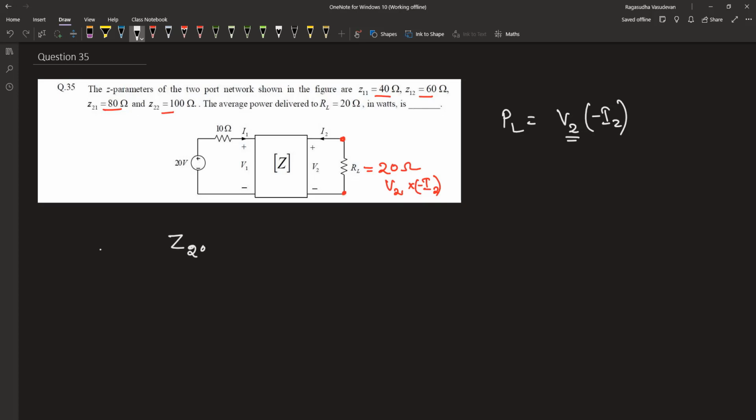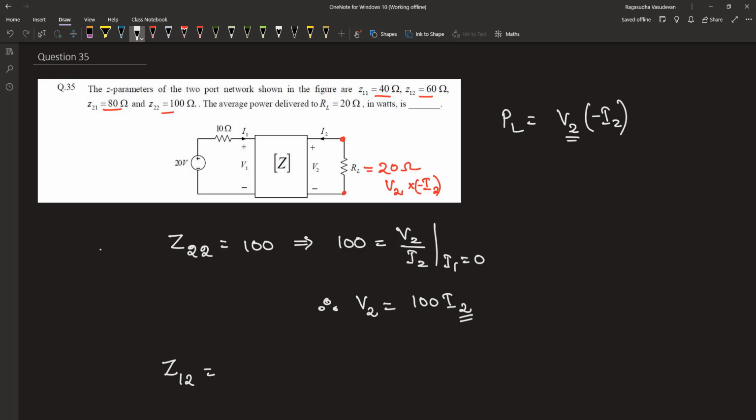It's given that the output impedance is equal to 100 ohm and this implies that 100 ohm is equal to V2 divided by I2 when I1 is 0. Therefore, when I1 is 0, we can say that V2 is equal to 100 times I2. Now, let us find out the value of I2. Z12 is given as 60 ohm. So, this implies that 60 ohm is equal to V1 divided by I2. Therefore, the value of I2 will be V1 divided by 60 ohm.